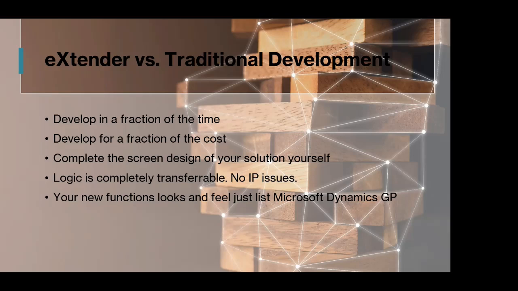Well, Extender kind of does away with all that. With Extender, you can develop an application in a fraction of the time versus hiring a traditional developer to use something like Dexterity to add new functionality to Great Plains. Fraction of the time means a fraction of the cost. It's not nearly as expensive. You're not having to build things from the ground up. You're not having to spend all that time in low-level code. So your consulting cost is generally much lower.